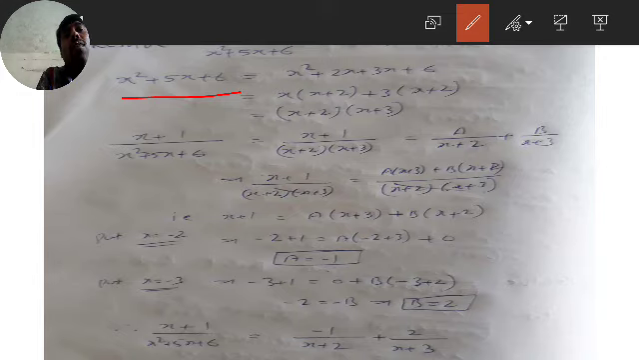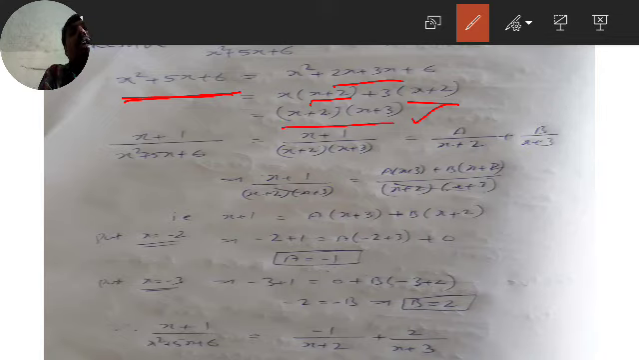Add, you have to get 5x, multiply, you have to get 6x squared. So 2x plus 3x, 5x, 2 into 3, 6, right? Take x common, x plus 2, plus 3 common, x plus 2. Now x plus 2 common, it becomes x plus 3. So now we retain the quadratic as factors, x plus 2 into x plus 3.